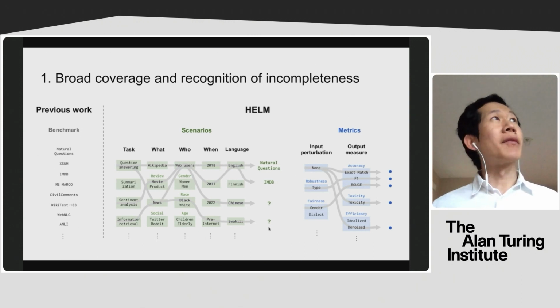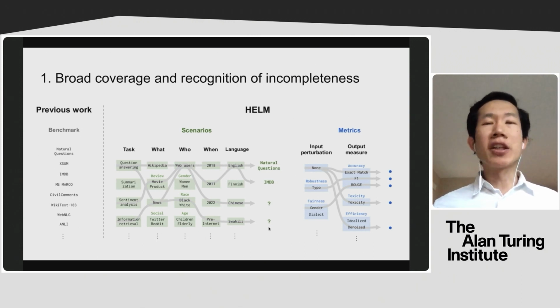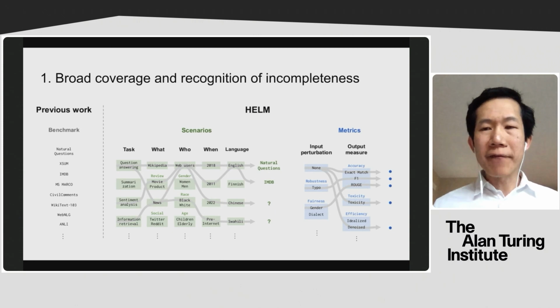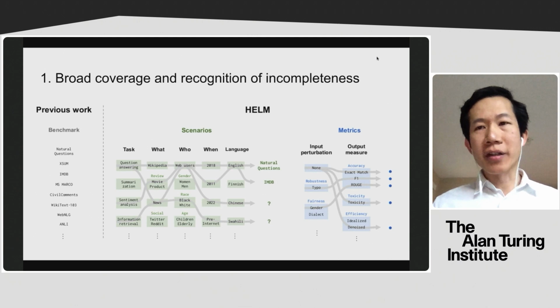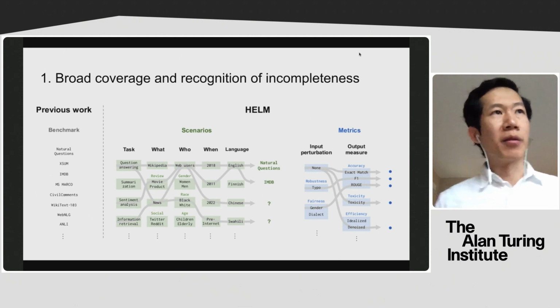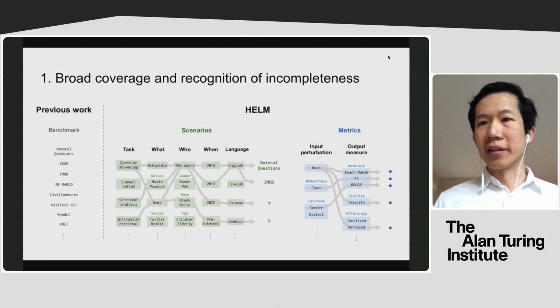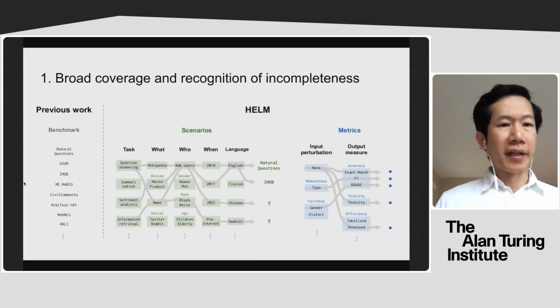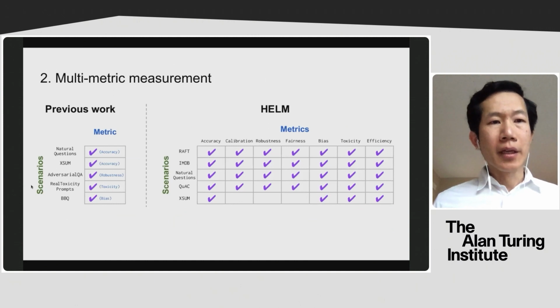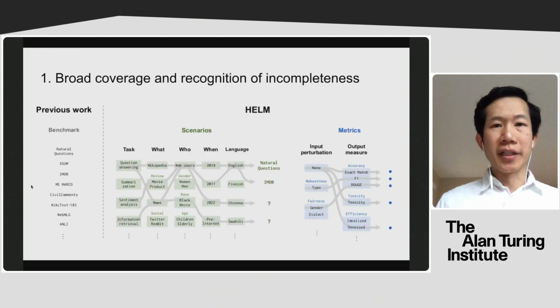This is a subtle point, but the benchmark actually reifies and includes things that are missing. And there are always going to be things missing. I think making that explicit allows us to extend the benchmark and recognize some of its current limitations. We also do the same thing with the metrics that we're evaluating, which is something I'll get to a little bit later. Okay, so the first point is recognition of incompleteness.